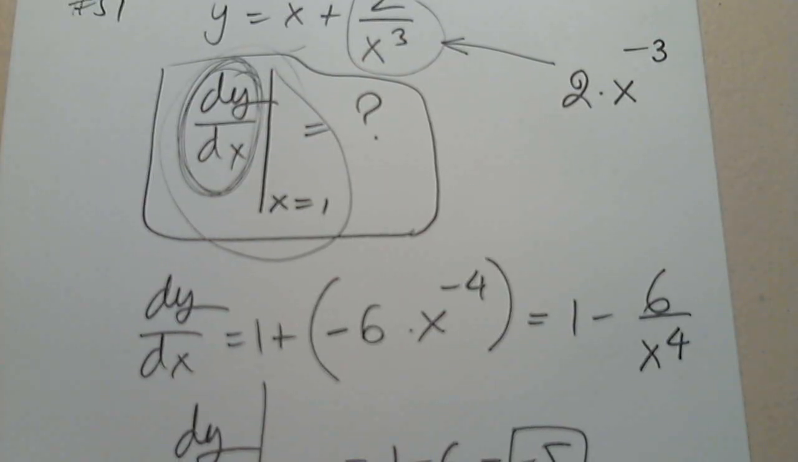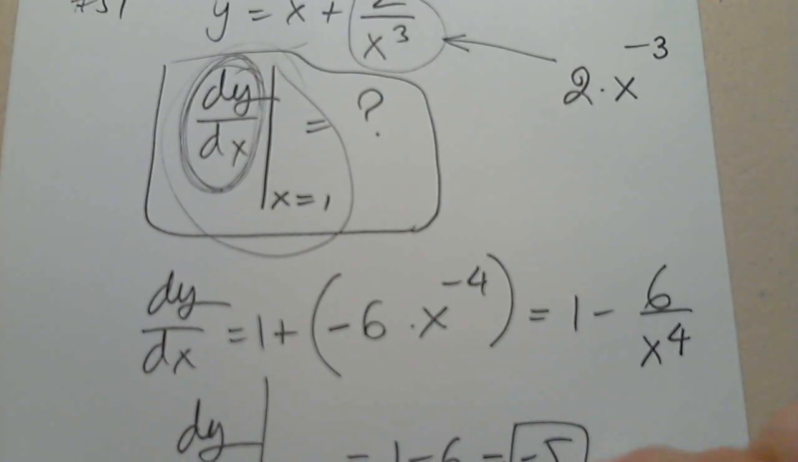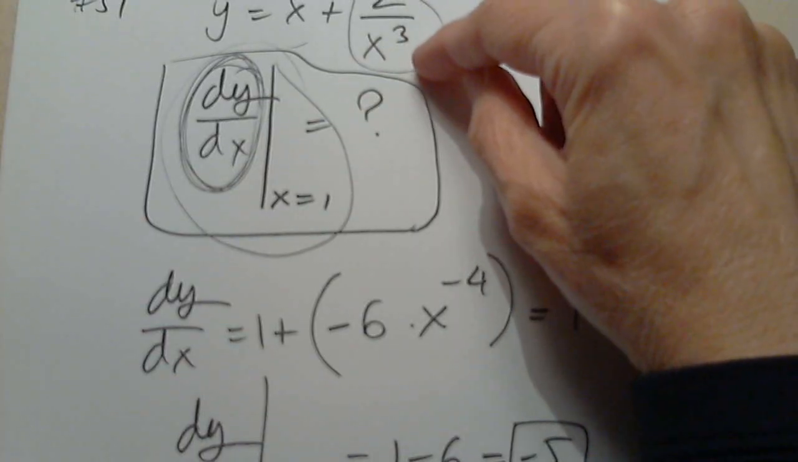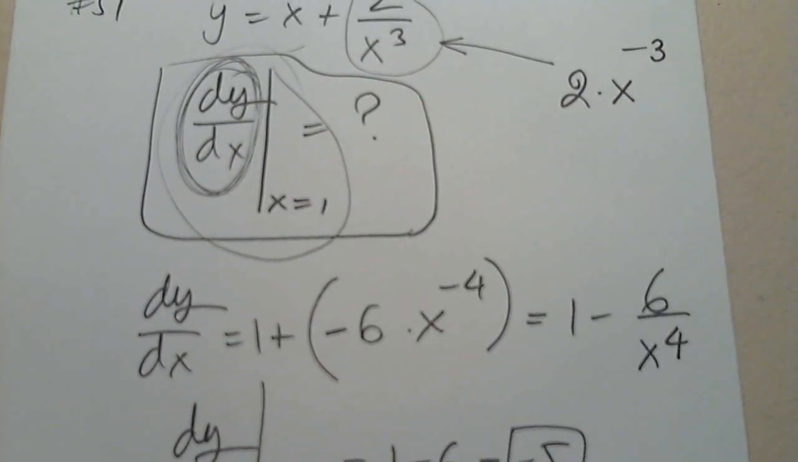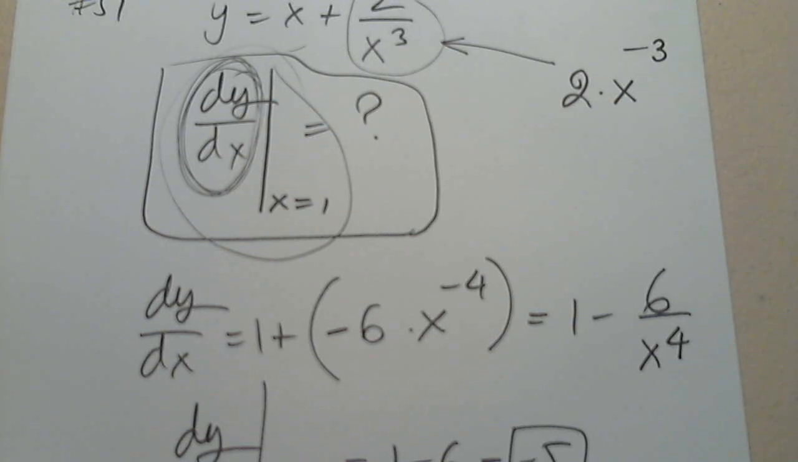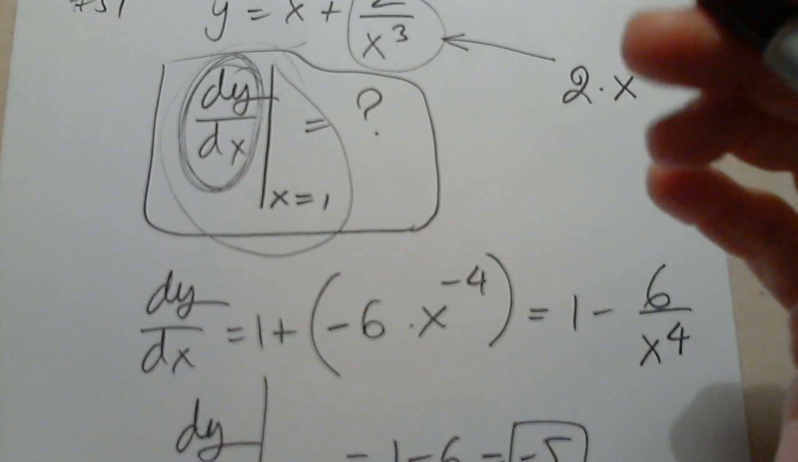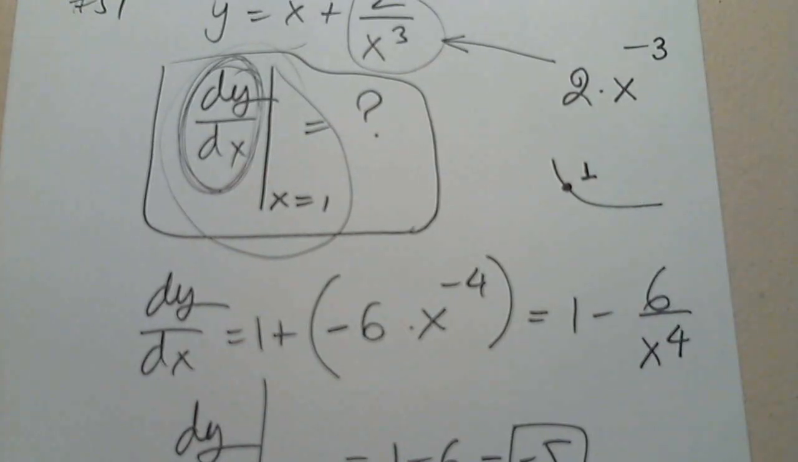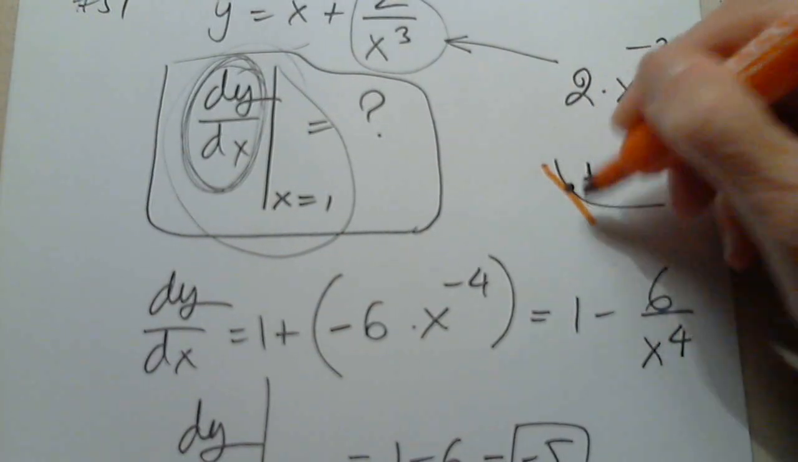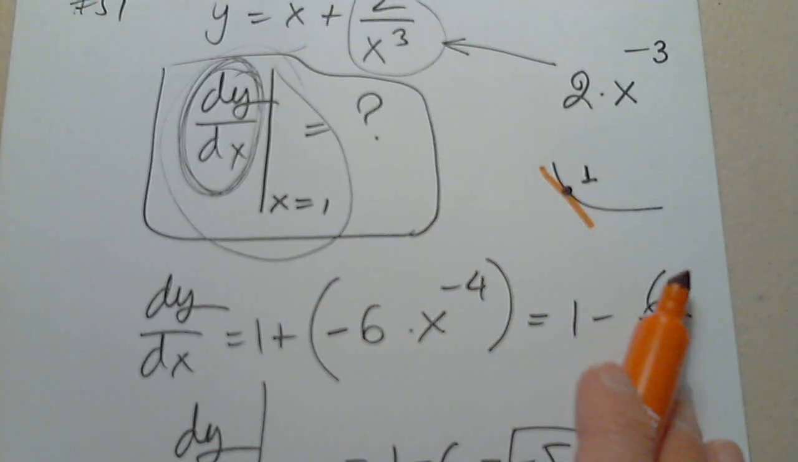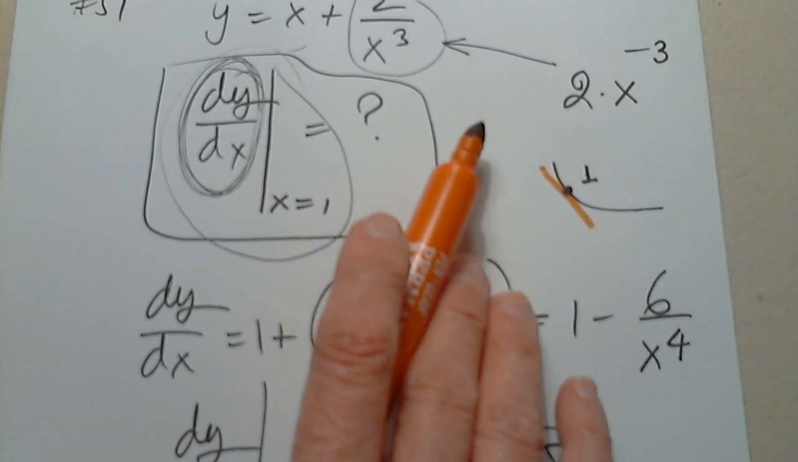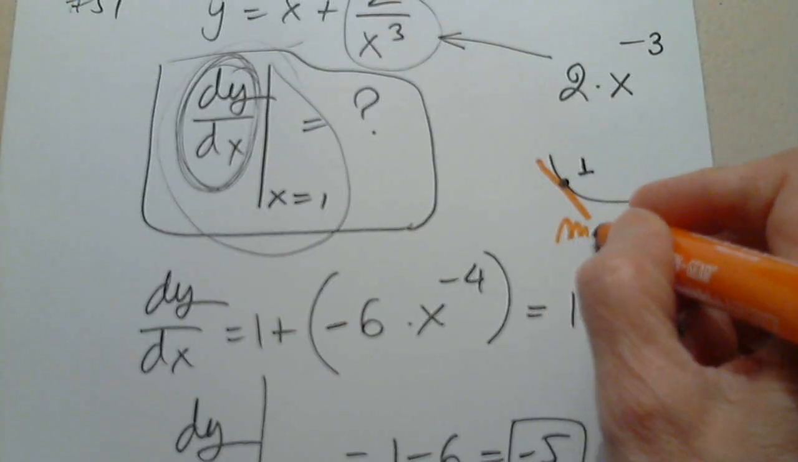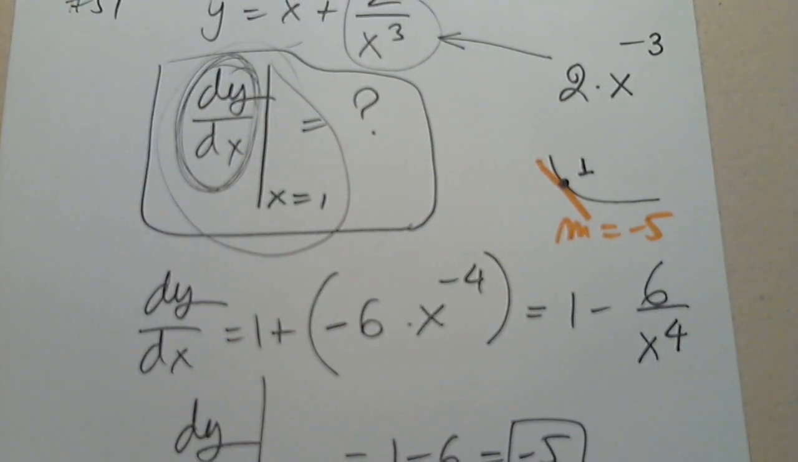Would it be the slope? Yes. Thank you. It's the slope of the tangent line to the graph of y when x is 1. I don't know how this function looks like. I don't care. But it means here, when x is 1, the slope of the tangent is -5. Which means the function is rapidly decreasing. Rapidly decreasing. Because the slope here is -5. Very good.